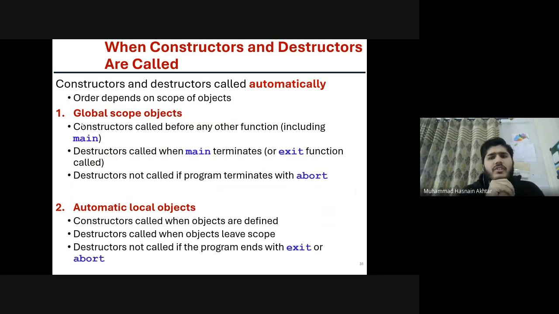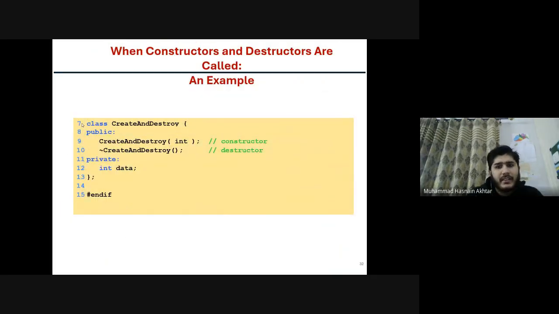Now, when are constructors and destructors called? They may be called automatically. For example, if you have defined a default constructor, you just make an object and then it is called automatically. For the destructor, whenever you end the program, that is when the destructor will be called. Now we are going to discuss constructor and destructor calling.